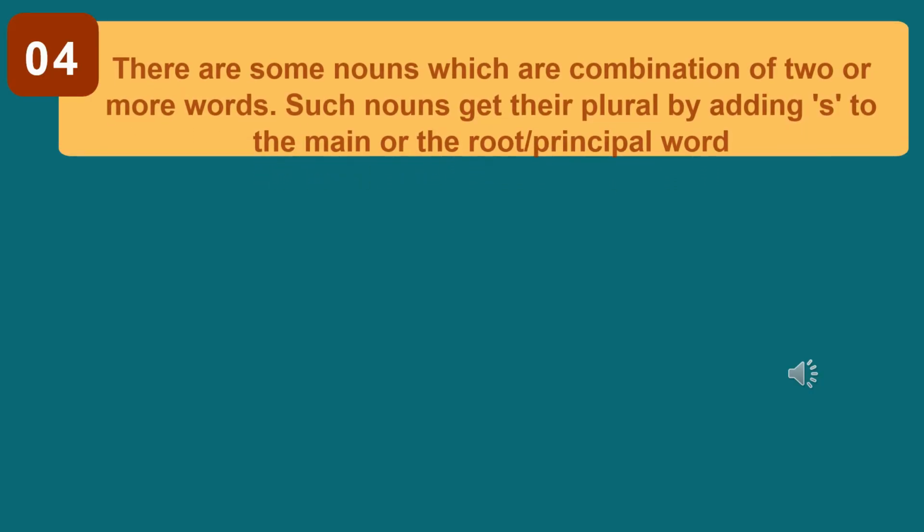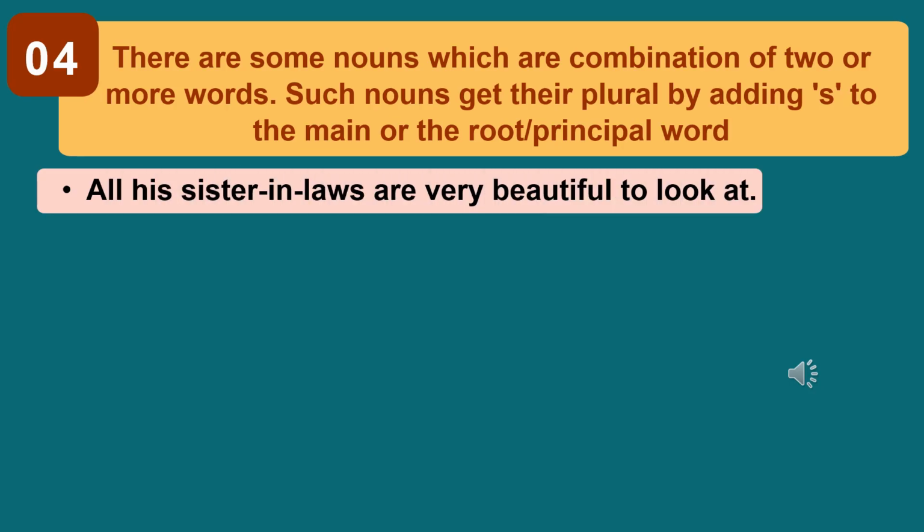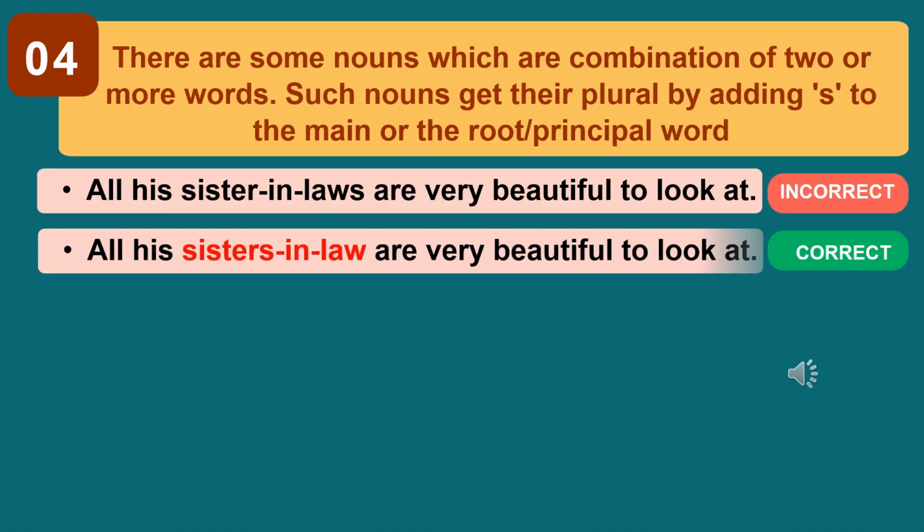Rule 4. Plural of compound nouns. Some nouns are a combination of 2 or more words. To make such nouns plural, we add s to the main or principal word, not to the end of the entire phrase. Let's look at the example. Example: sister-in-law. Incorrect. All his sister-in-laws are very beautiful. Correct. All his sisters-in-law are very beautiful.